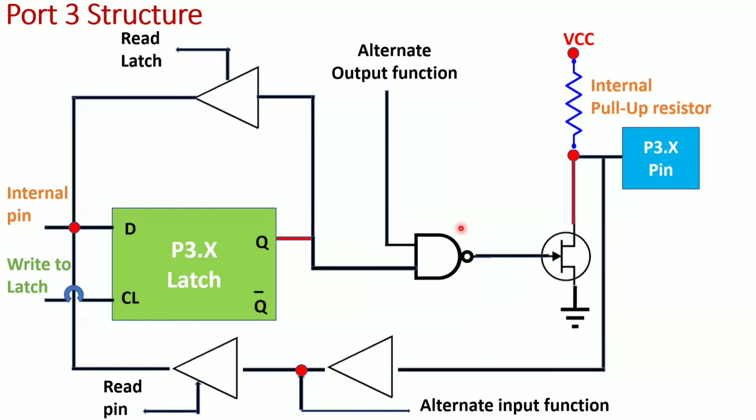Coming to the port 3 structure. Port 3 structure is similar to the other ports, but here a NAND gate is connected. The remaining input and output operations are similar, and I think there is no need to explain those operations. Okay, which means this is the end of your ports.